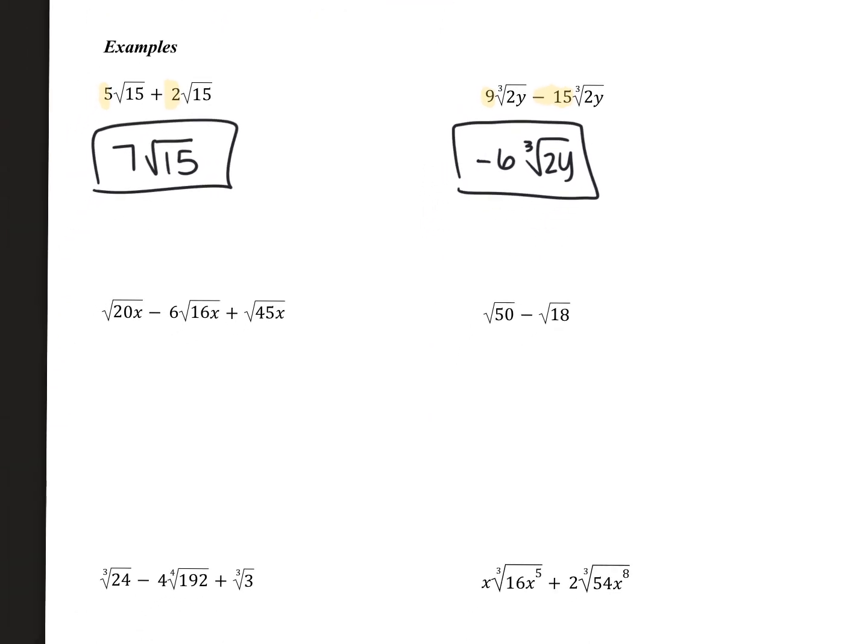Next we have the square root of 20x minus 6 square root 16x plus square root 45x. Do we have any like radicals? They're all square roots, but they all have something different underneath the radical. That doesn't mean that I can't combine anything. What I need to check in this case is to see if any of the radicals are going to simplify. And if they simplify, maybe after they are simplified, I'll have like radicals.